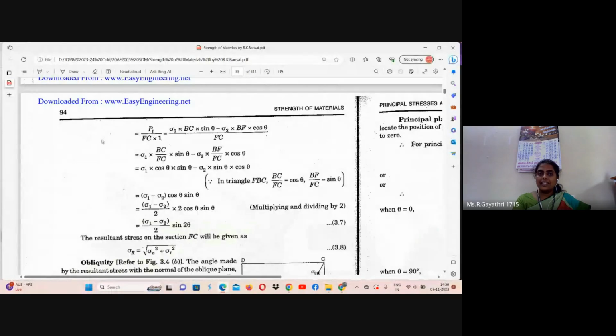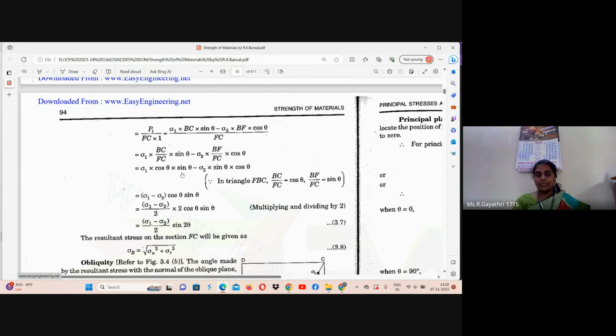So sigma t is equal to Pt by Fc into 1. Pt value is sigma 1 Bc sin theta minus sigma 2 Bf cos theta by Fc. We can write sigma 1 sin theta separately and Bc by Fc minus sigma 2 Bf by Fc into cos theta. Bc by Fc is cos theta, Bf by Fc is sin theta.